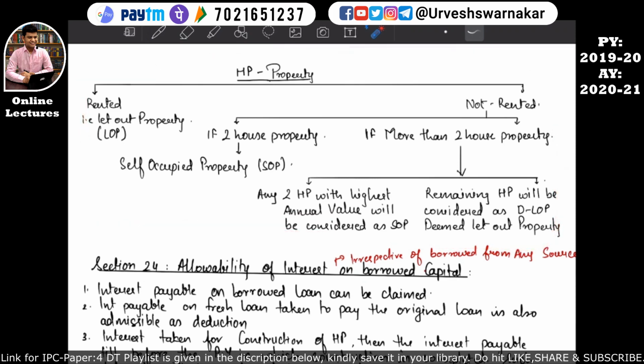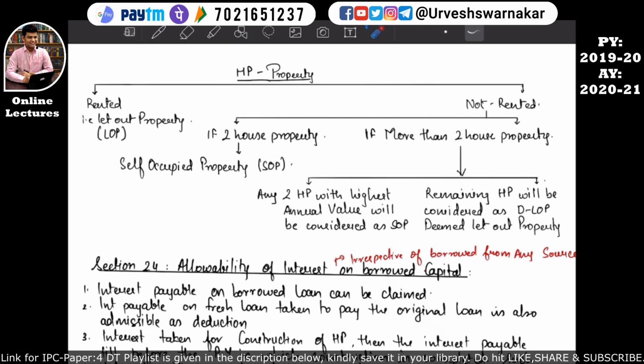Okay. So basically, let's understand it again. If an assessee is having house properties and such house property is not rented, but the assessee is having more than two house properties, so we have taken, for example, that the assessee is having five house properties. Out of these five house properties, we have to select two house properties with the highest annual value, and that will be considered as self-occupied property. And then the remaining house properties, that means the three house properties with lesser annual value, will be considered as DLOP. What does DLOP mean? DLOP means deemed let out property. Okay. So what does this deemed let out property mean? Don't worry, I'll explain it to you all.